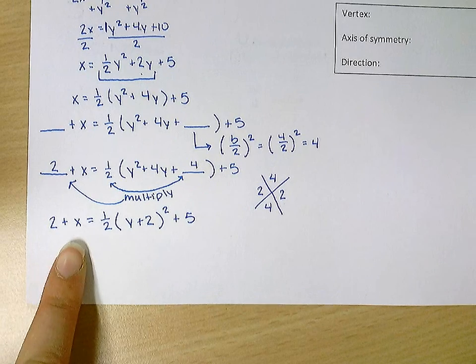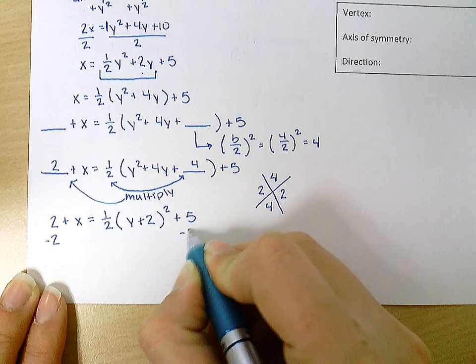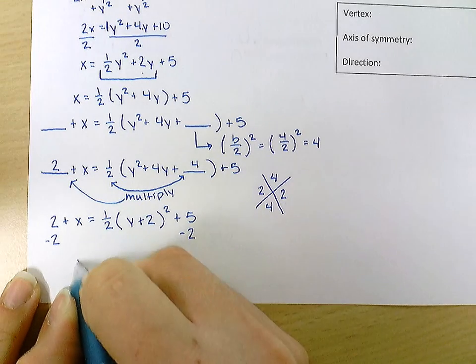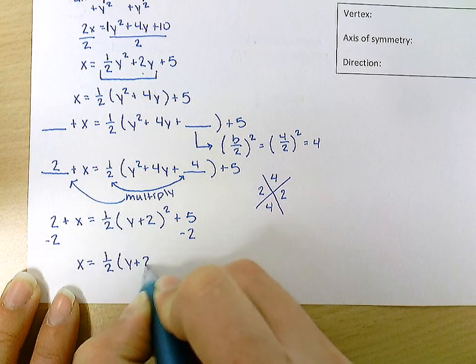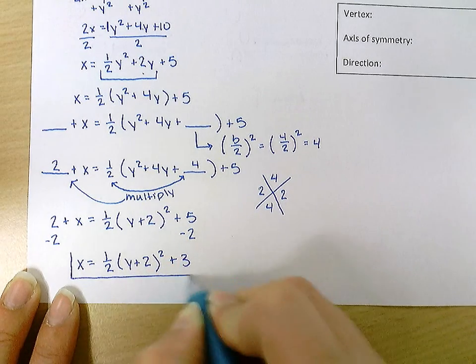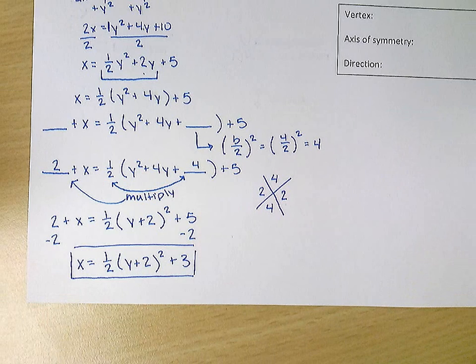So again, I just want x by itself. So we'll subtract 2 from both sides of that equation to get our standard form. Now our standard form is an x equals.